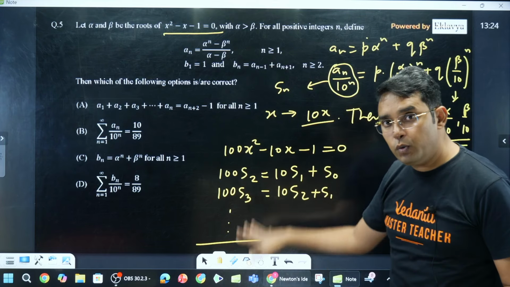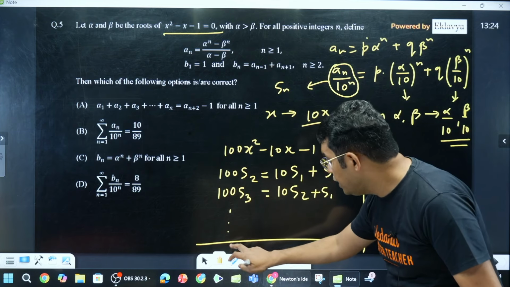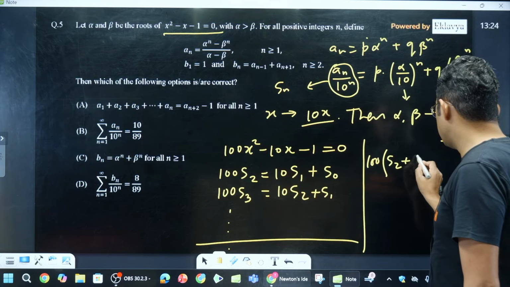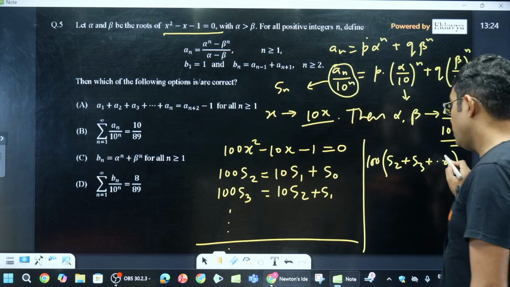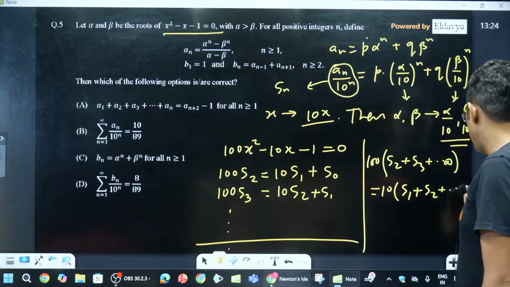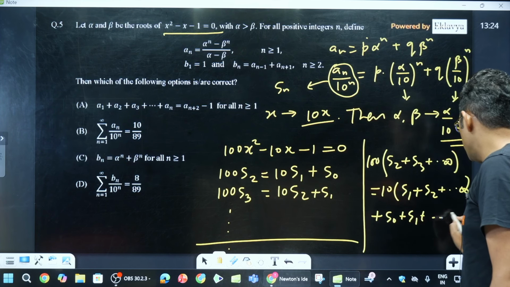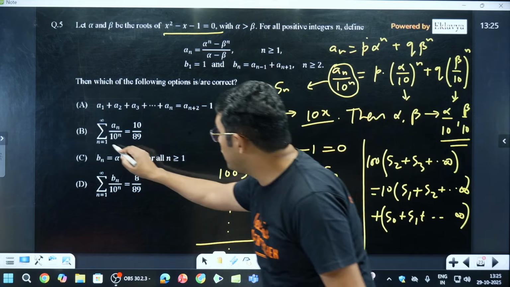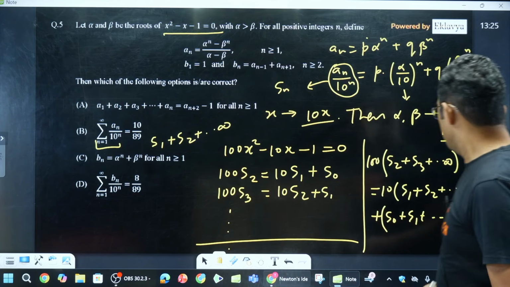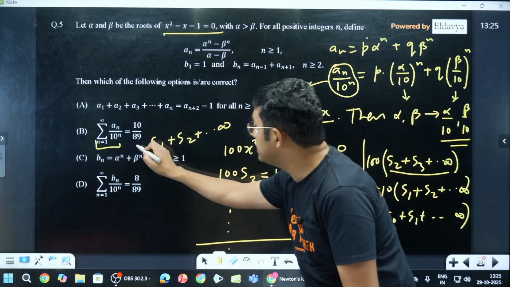If we keep on doing this till infinity, there is no need to write the last term. The sum on the left will be 100 into S2 plus S3 plus so on up to infinity. On the right hand side it will be 10 into S1 plus S2 and so on till infinity, and the last one S0 plus S1 plus S2 and so on till infinity. Now listen carefully. We are looking for this sum which starts with S1, S2, S3 up to infinity. Let me call this capital S.